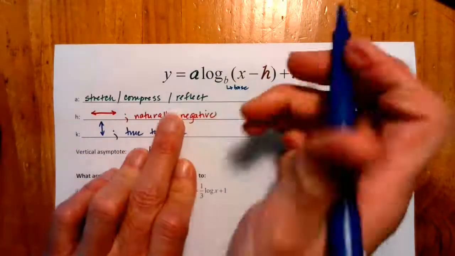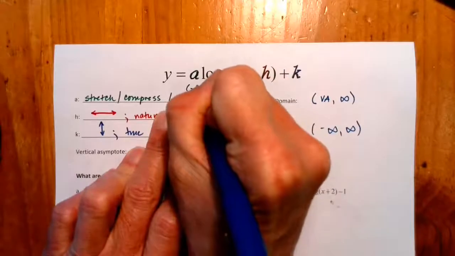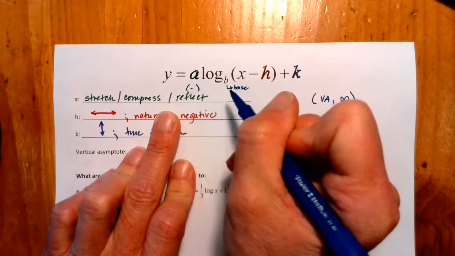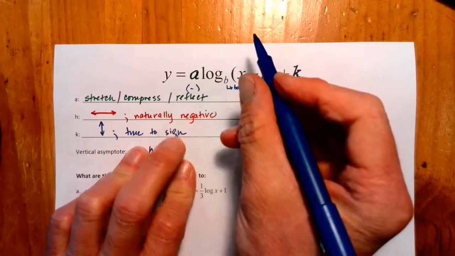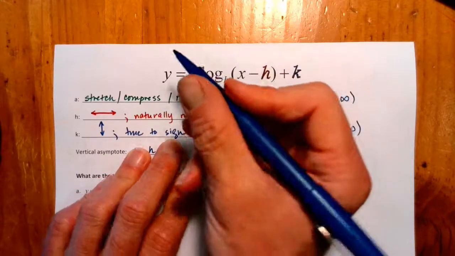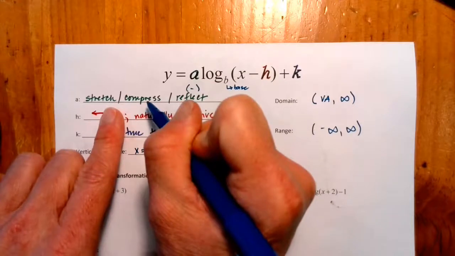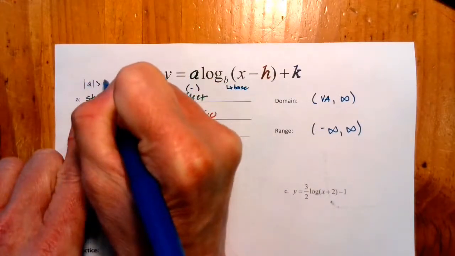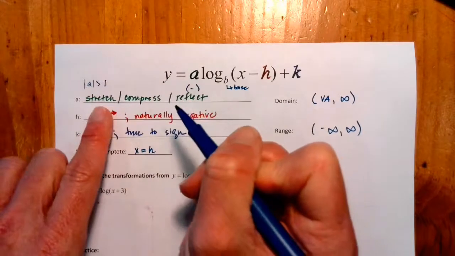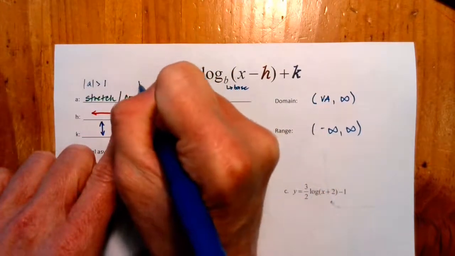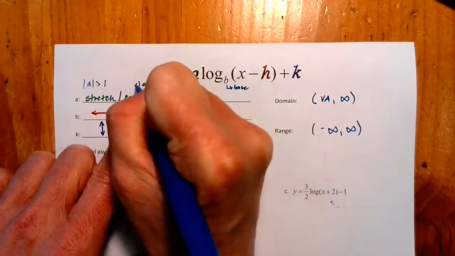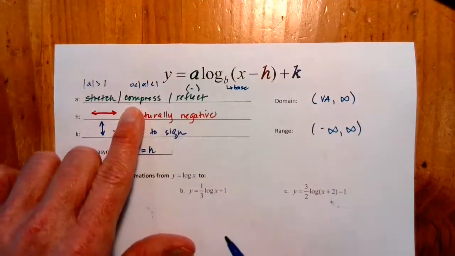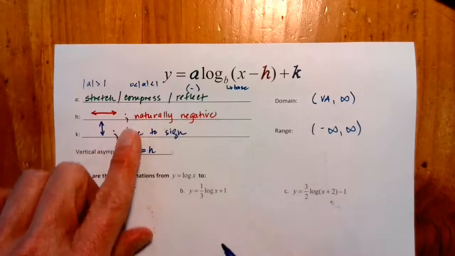So remember that reflection happens when A is negative, and we need to know that it's going to reflect over our x-axis. Our stretch and our compression depend upon that value. So if the absolute value of A is greater than 1, it's a stretch. It's a compression if the absolute value of A is greater than 0 but less than 1. Any one of those fraction values will give us that.